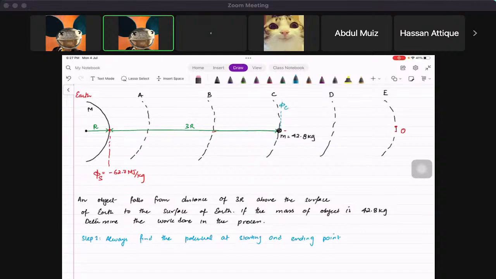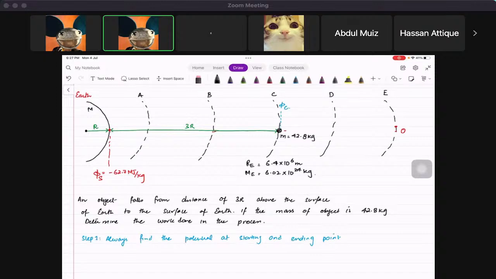So we are looking at the potential at C. Now he has given some other things as well, which I forgot to write. The radius of Earth is 6.4 times 10 raised to power 6 meters, and the mass of Earth is basically 6.02 times 10 raised to 24 kilograms, like that.